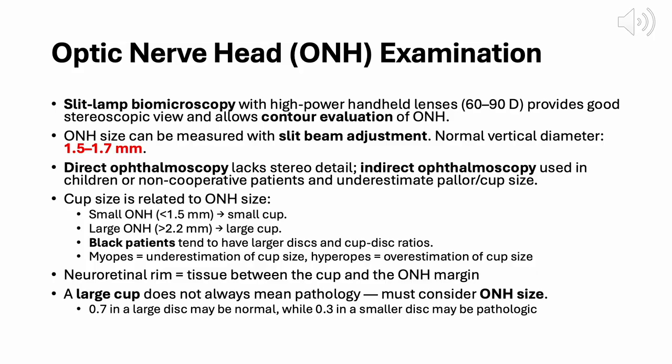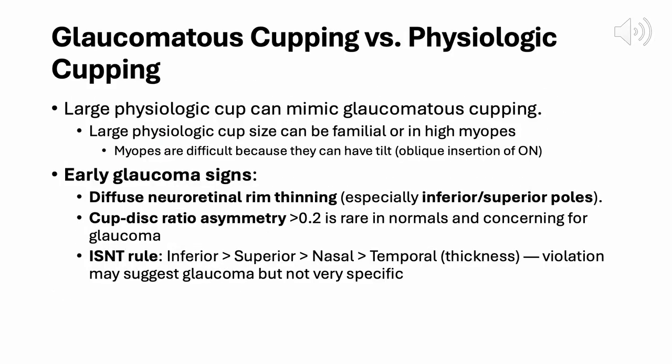Finally, don't assume a large cup is always abnormal. A cup-to-disc ratio of 0.7 might be perfectly normal in a large disc, while 0.3 could be abnormal in a small one. So always interpret the cup size in the context of ONH size. It's important to differentiate between glaucomatous and physiologic cupping. A large physiologic cup can look like glaucoma, but it may just be a normal variant, especially in patients with a family history or in high myopes. Myopic eyes are particularly tricky since they may have an oblique optic nerve insertion creating an unusual contour.